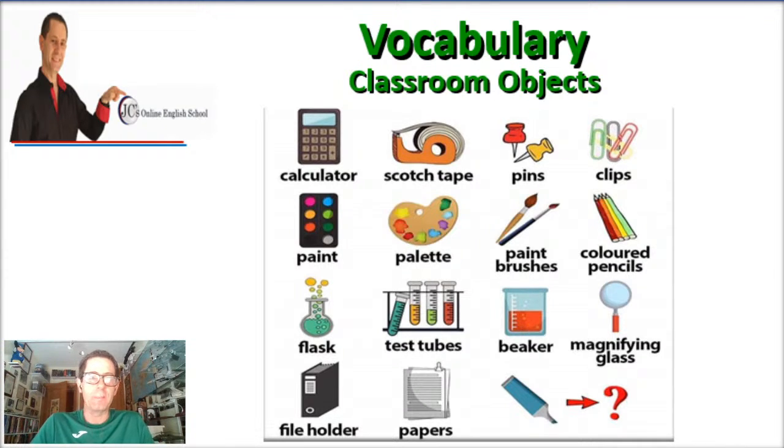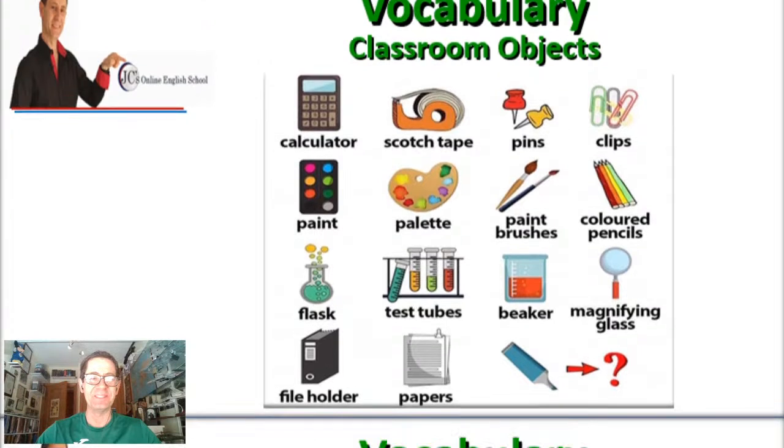So let me read them again. Calculator, scotch tape, pins, clips, paint, palette, paintbrushes, colored pencils, flask, test tubes, beaker, magnifying glass, file holder, papers, and marker or highlighter. Highlighter pen is okay too, yes. Thank you, Katie. All right, very good. Excellent. That shows me that you are paying attention.